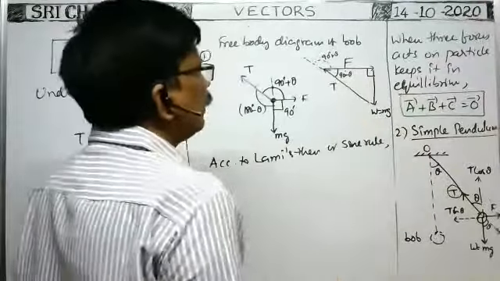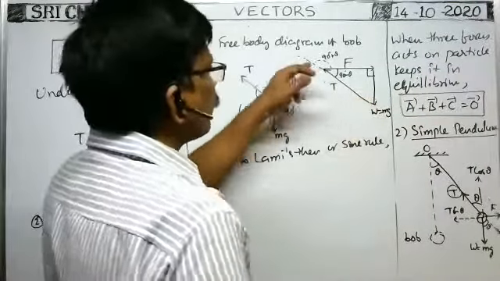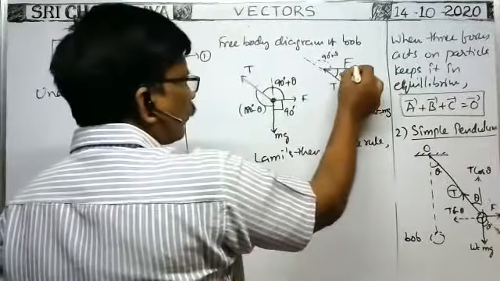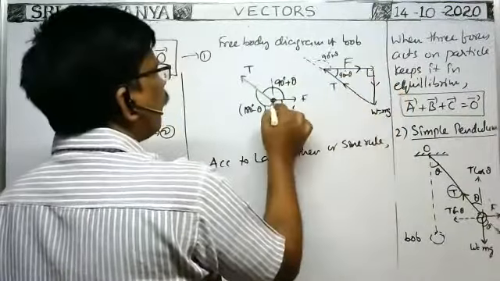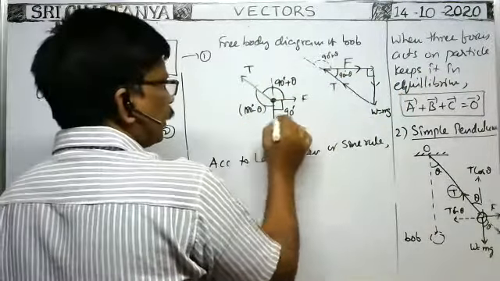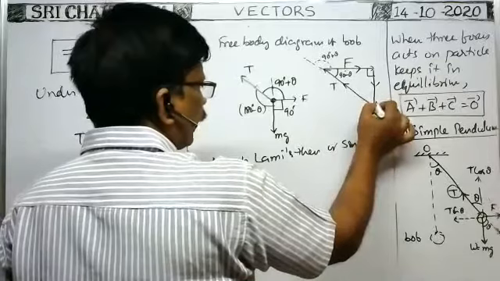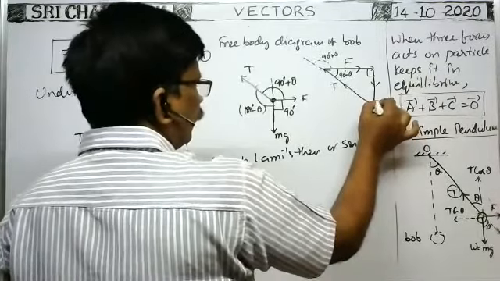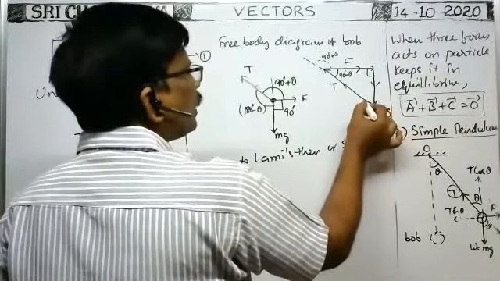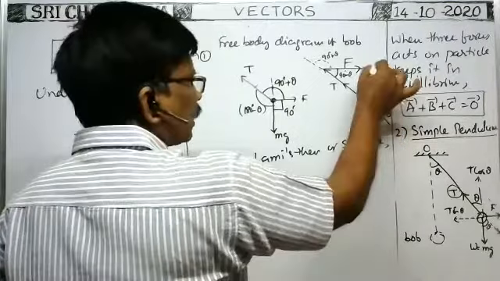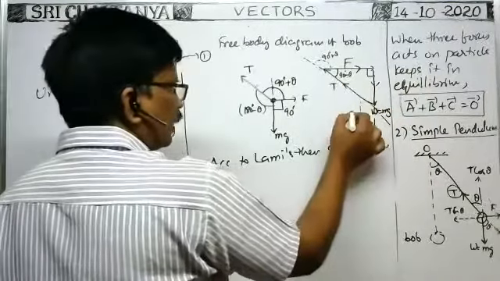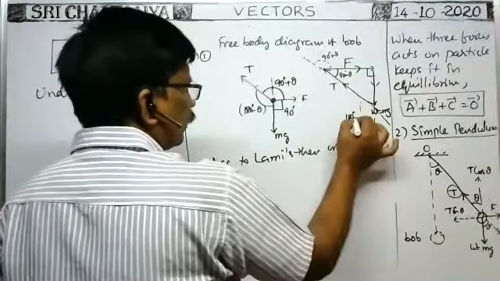What about this angle? Angle between weight and tension. Tension in this direction, no? Angle between weight and tension is 180 minus theta. So here, tension is in this direction. You see, here this is 180 minus theta, because weight in this direction, tension in this direction. This is 180 minus theta.